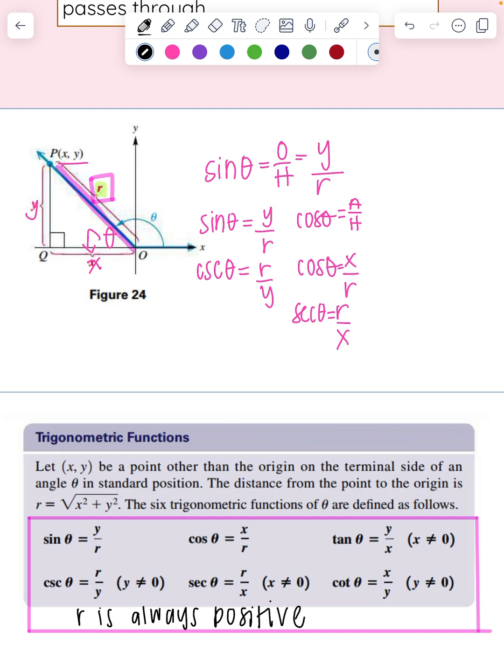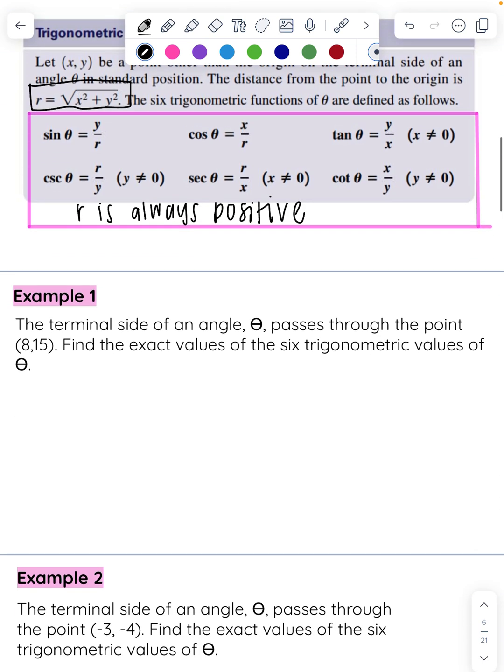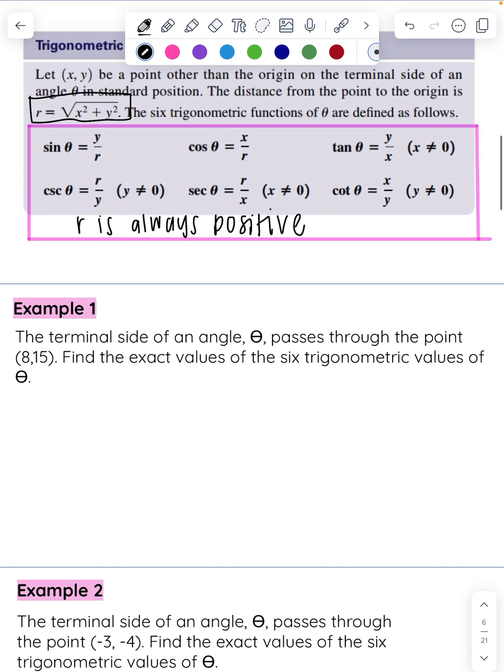R is always positive because to find r, you have to find the square root of x squared plus y squared, a Pythagorean theorem essentially, because we're in right triangles again. And because we're finding that distance, just let r always be positive. And your negatives or your positives will be decided by which quadrant you are in. Okay, so here's example 1.